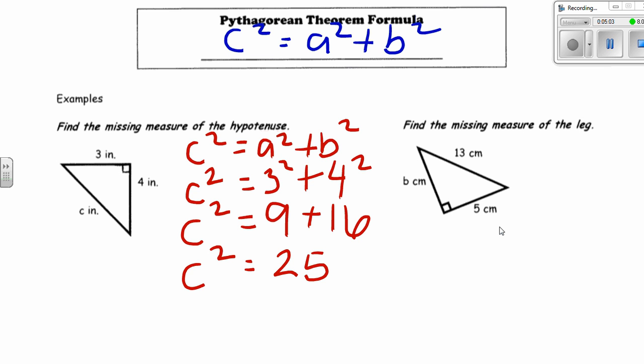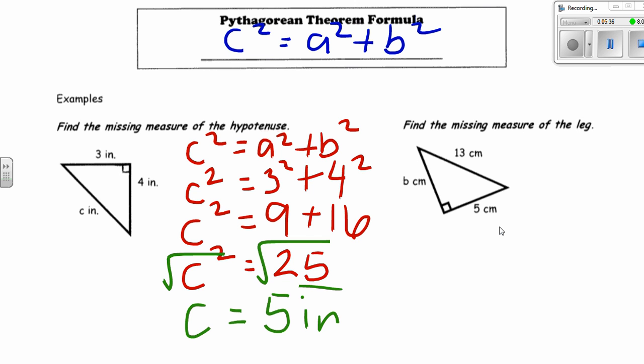So I'm going to take the square root of c, and that cancels out that exponent of 2. And of course, when we're dealing with equations, whatever you do to one side, you have to do to the other. So now I'm going to square root that 25. Again, the square root and the squared will cancel each other out. So I finally get to bring down c. It's completely by itself. And the square root of 25, we lucked out. 25 is a perfect square, so the square root of 25 is going to be 5. So our missing hypotenuse is going to be 5 inches.